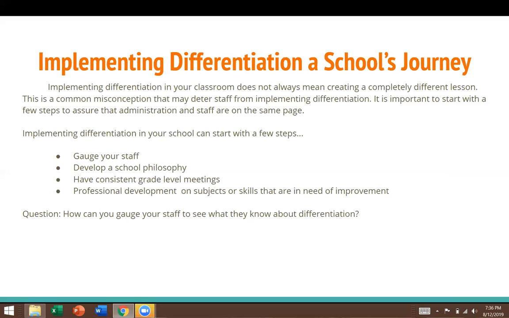Based on the information you gained from your staff, host PD opportunities where you can focus on certain strategies for differentiation. This is also a great time to share strategies that may work with students in other grade levels. Question: how can you gauge your staff to see what they know about differentiation?